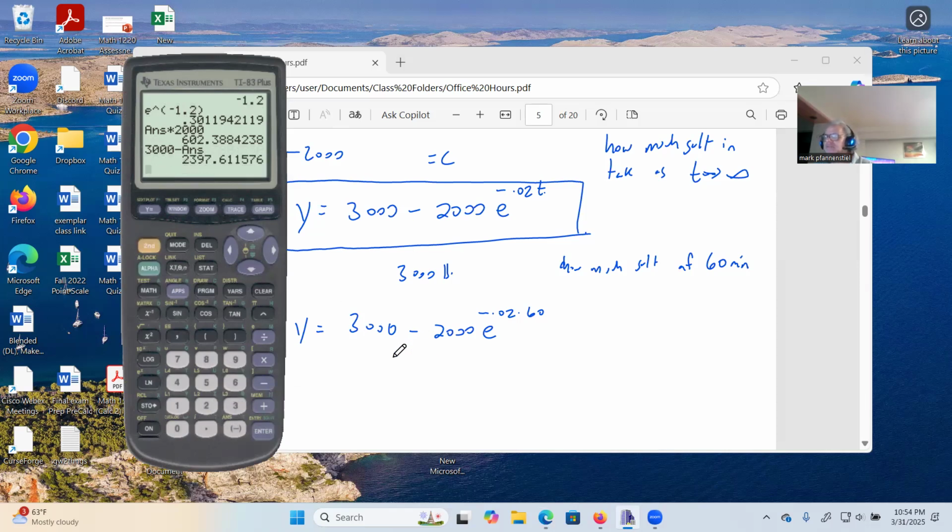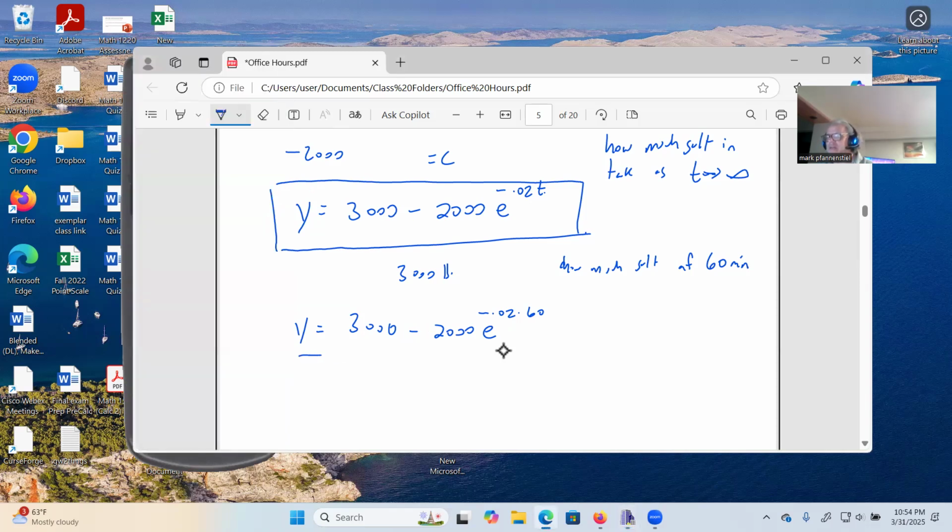Okay, so after an hour, we're going to have 2,397.6 pounds of salt in the tank. Okay, so we can do that. So I can ask you a whole bunch of questions like how much salt is in the tank after so many hours. But the important thing is we're going to write a function of how much salt is in the tank at any particular time t. Okay, so that's how you solve a problem like this.